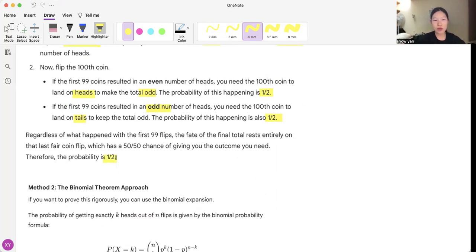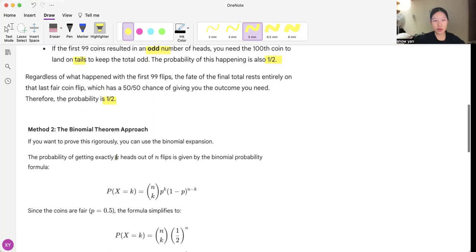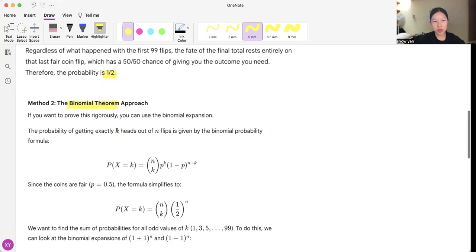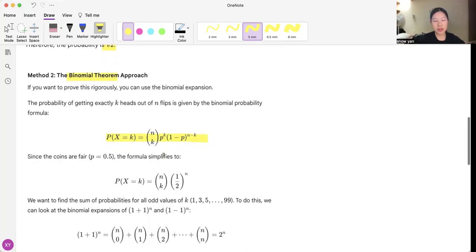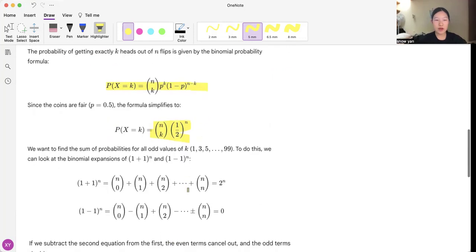And if I wanted to show this more formally or rigorously, then I can rely on the binomial theorem approach. So I know that the probability of getting exactly k heads out of n flips is given by this formula. And then we can just plug in p is equal to 0.5, and 1 minus p is also that, so I get this, right? Next, for the odd values of k from 1 to 100, it would just be 1, 3, 5, 7, all the way to 99.